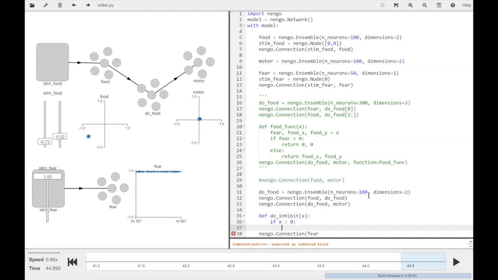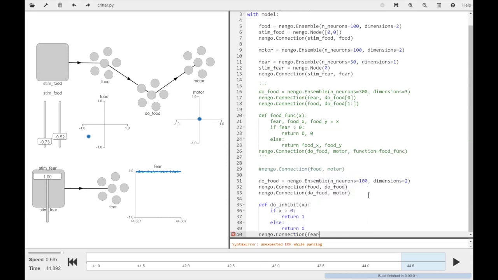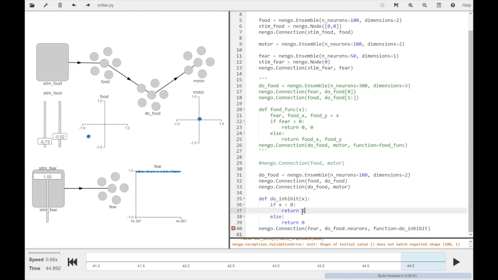So if we're afraid, then we are going to do the inhibiting. Otherwise, we're not going to inhibit. Okay. I'm going to now make a connection from fear to the do food neurons. The function is going to be do inhibit. And that's not quite going to work because do inhibit is now returning 1 value, but do food neurons, that's 100 values. That's because there's 100 neurons there.